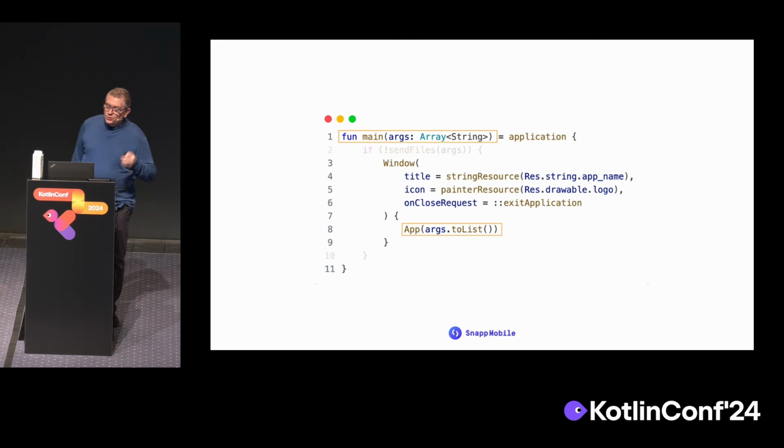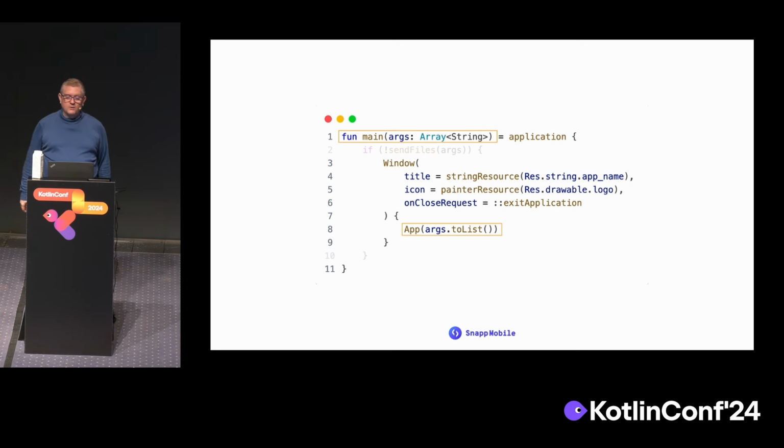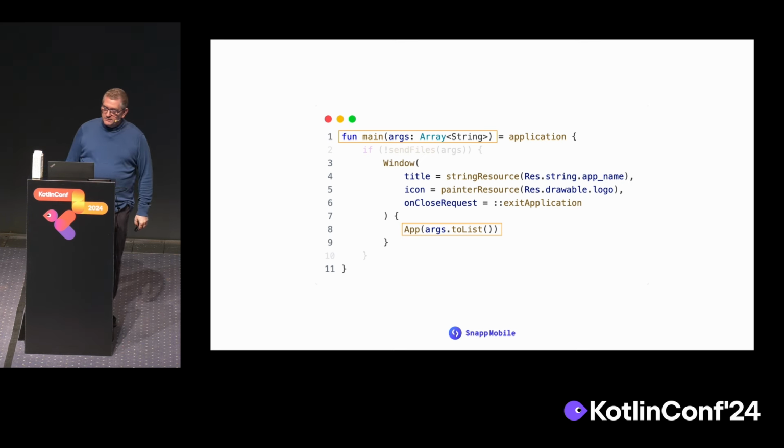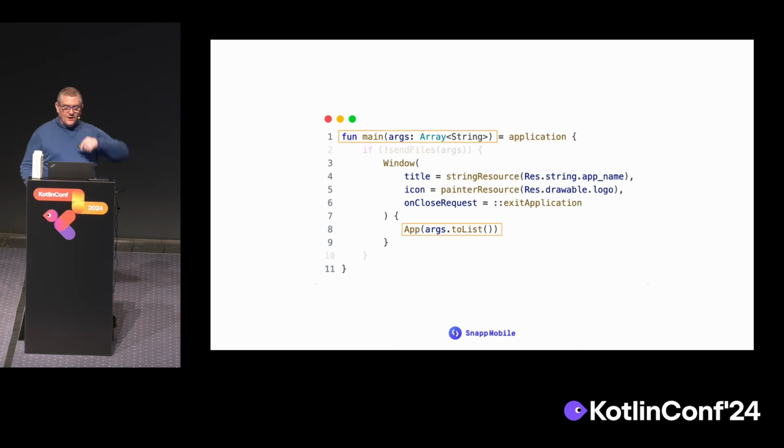Now, what do we need to do in our app code to react to files being passed to the application? As you can see, as in any Java application, you can pass command line arguments to the main function. This is obviously the same for Compose Desktop. And we just pass the list of command line parameters to our application composable. What this grayed outline does, I will be showing you in a minute.